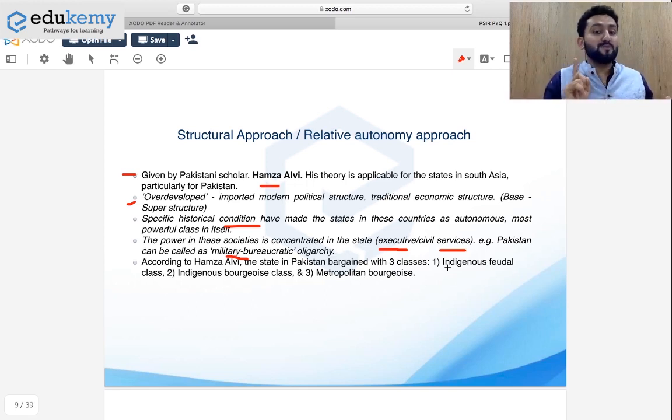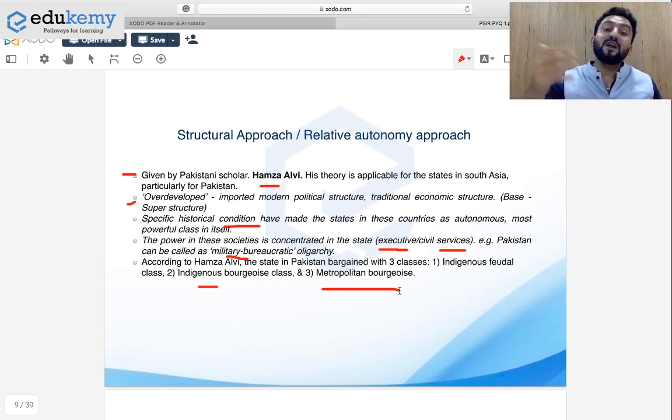The state is not an instrument, it's a bargaining entity. The state is a class in itself. Indigenous feudals. Then we have indigenous bourgeois class, meaning capitalist class, which are indigenous, from the state itself. Then we have metropolitan bourgeois class, those bourgeois class which have connection to other countries, developed countries, modern countries. So we have to establish a bargaining kind of thing which was happening there as per Hamza Alavi's view.